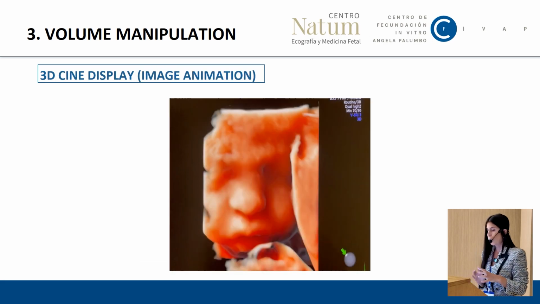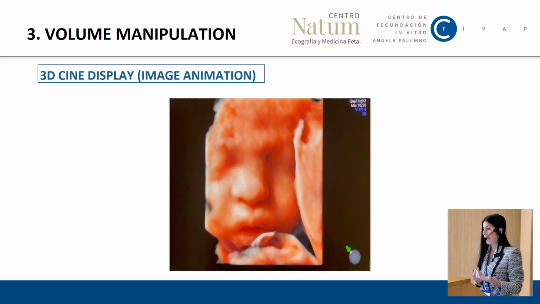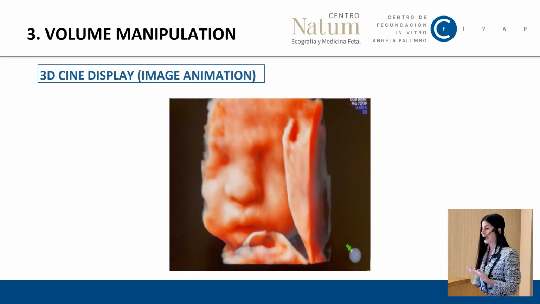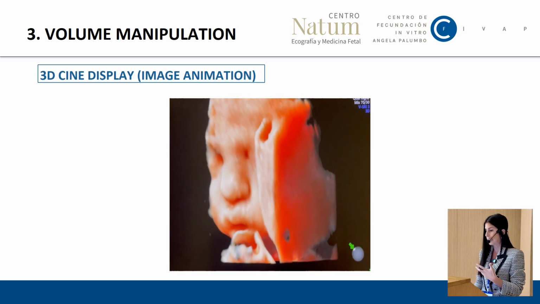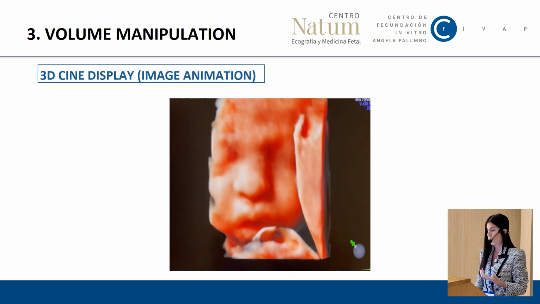We can also do an image animation. It provides images at different angles, so the physician and the patient can see the object of interest rotating on the screen and obtain better spatial impression. So we can move the image from one side to the other to see different angles of the region of interest.